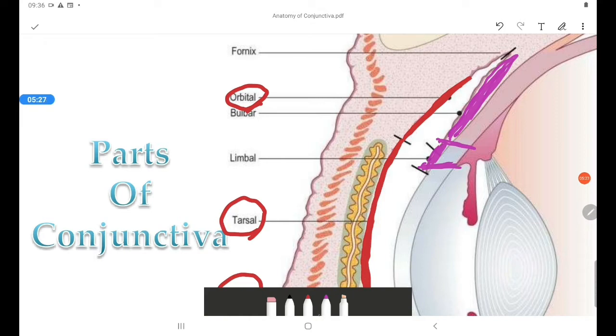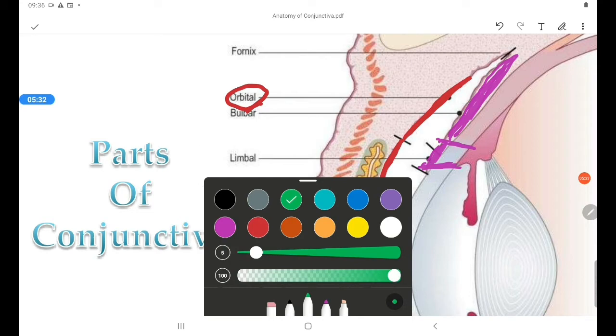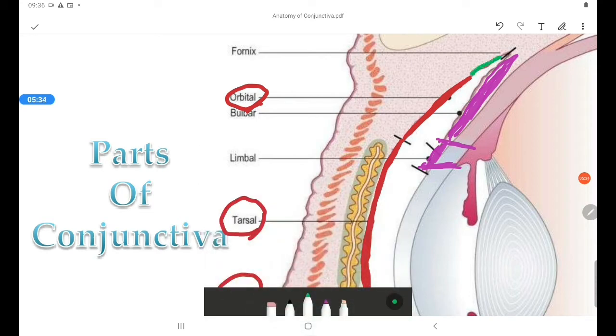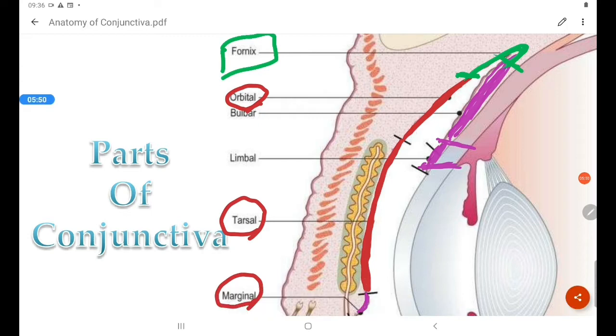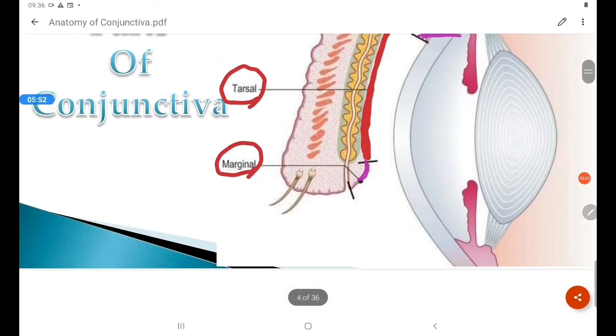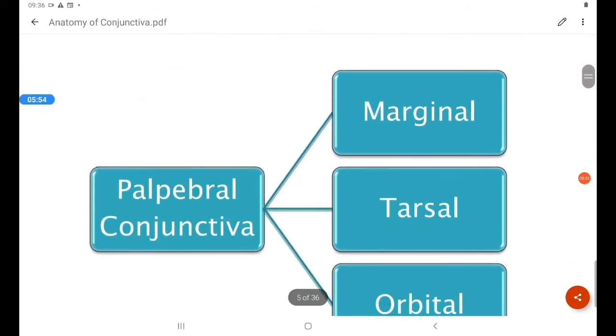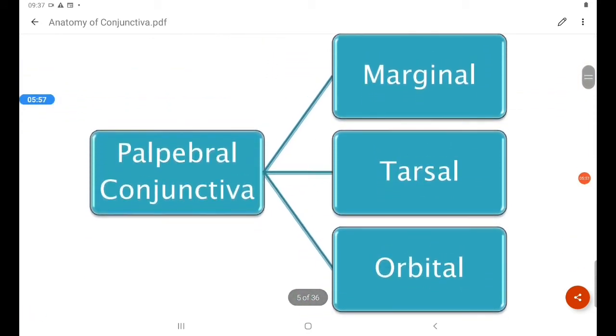Now, as I said, this is the area that is the fornix. It is forming a fold, and it is the junction between the bulbar as well as the palpebral conjunctiva, which is called the fornixal conjunctiva. So again, palpebral conjunctiva is divided into marginal, tarsal and orbital.